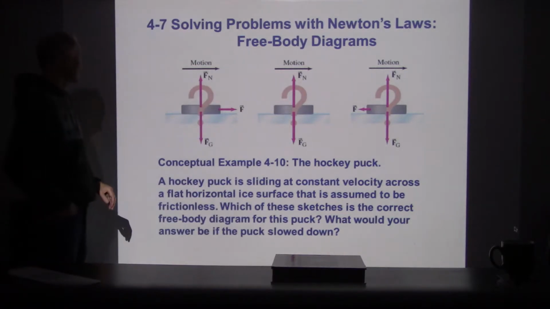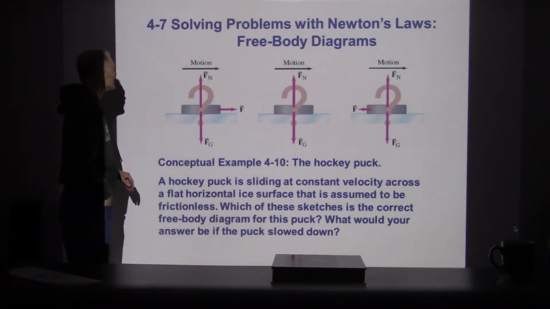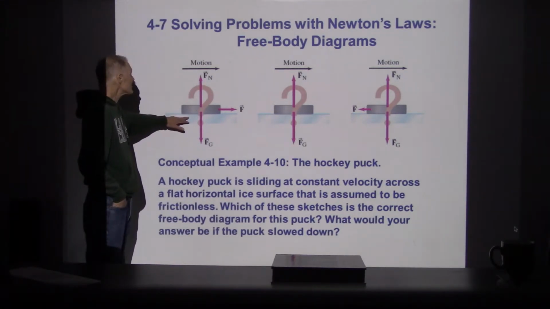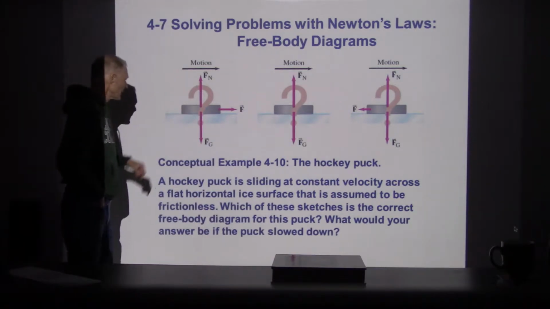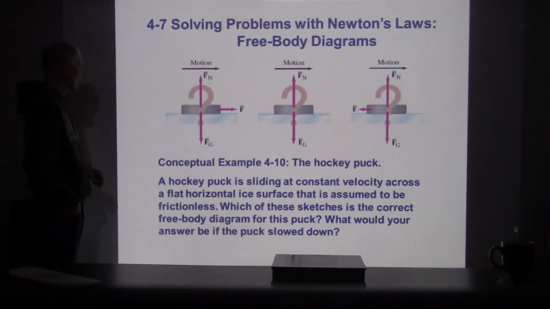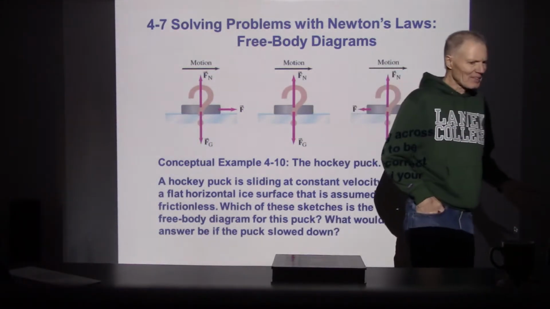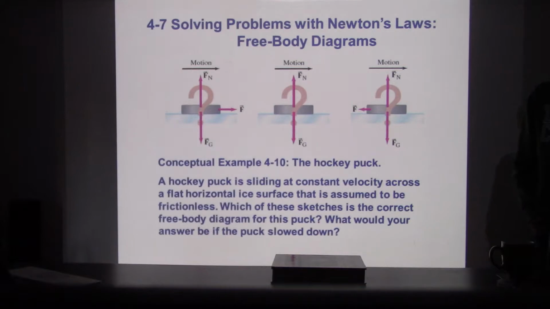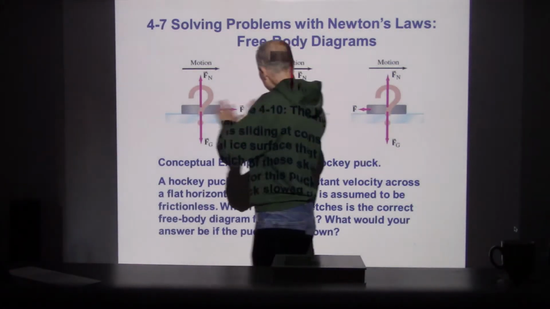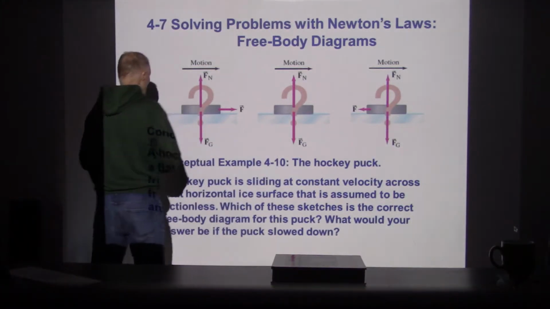All right, so here's another example. This is some ice. This is a hockey puck. And it says the hockey puck is sliding at constant velocity across a horizontal ice surface assumed to be frictionless. So you notice we do a lot of examples that are frictionless. We're going to take a more detailed look at friction in Chapter 5. For now, we're just getting used to how these force diagrams work. And if friction's kind of a bother, we just ignore it for now.